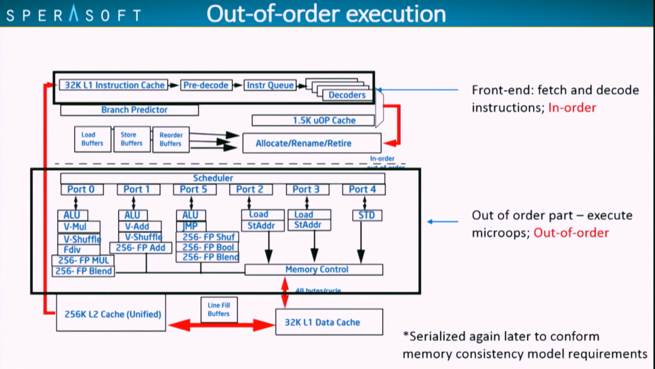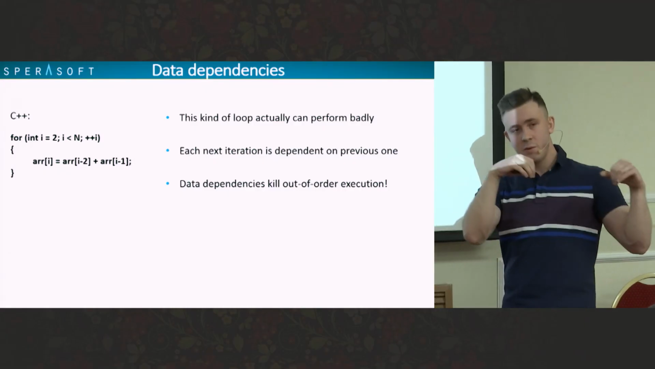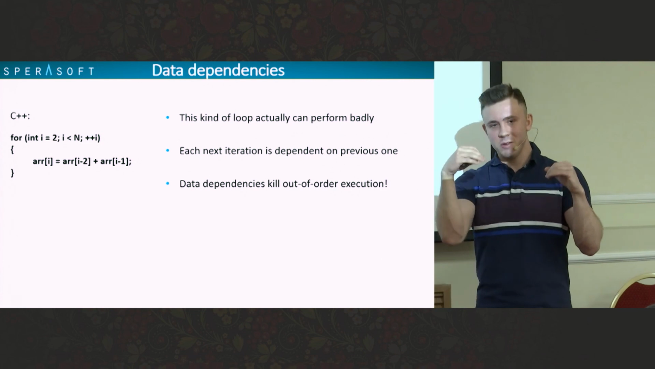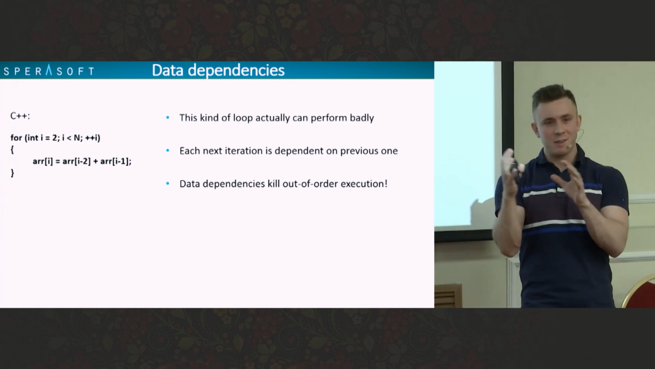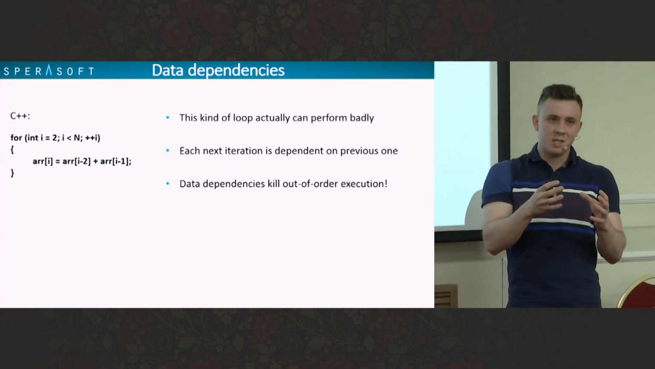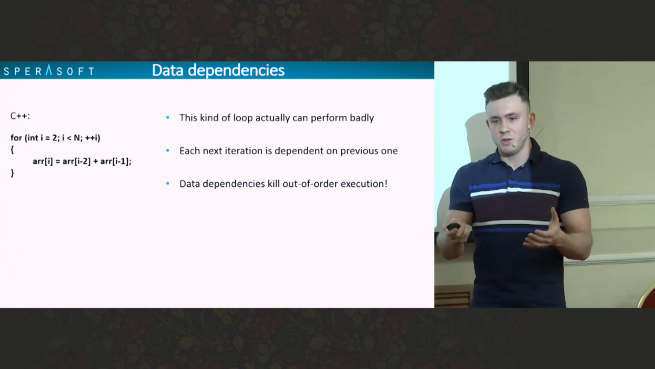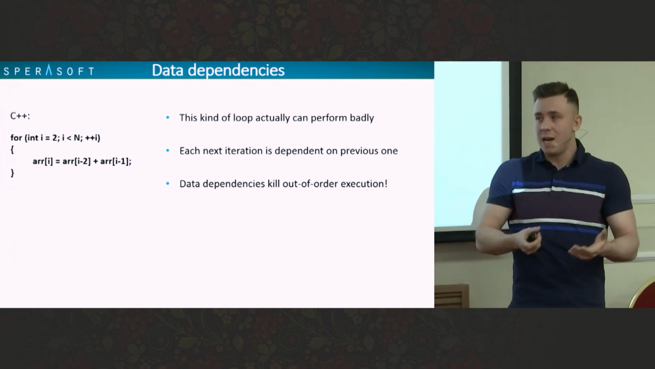So, talking about data dependencies, imagine you have this loop. It looks pretty simple, elegant, and probably efficient. But in fact, this kind of loop can perform pretty badly on modern CPUs, because each iteration has a dependency on the previous iteration, and you can't execute them in parallel because they depend on each other. So you fail to utilize all the ALU units which you have in your CPU. The data dependency kills out of order execution. Your CPU just stays idle.